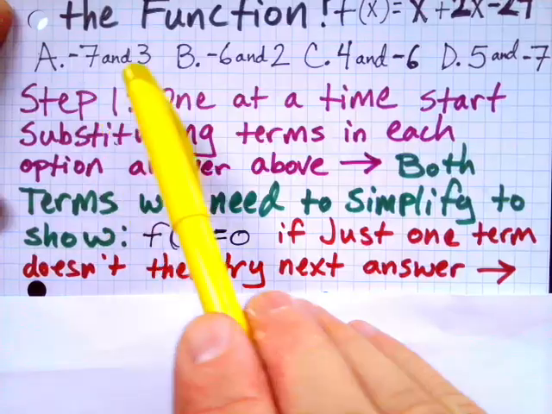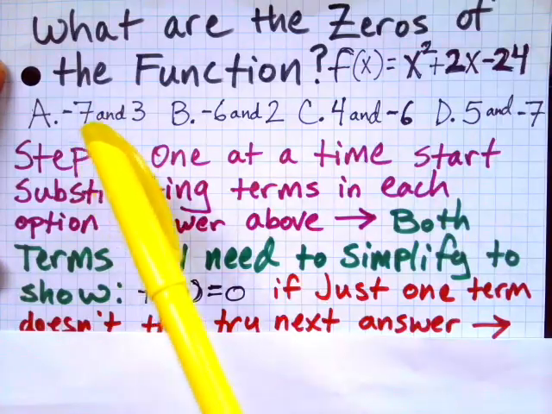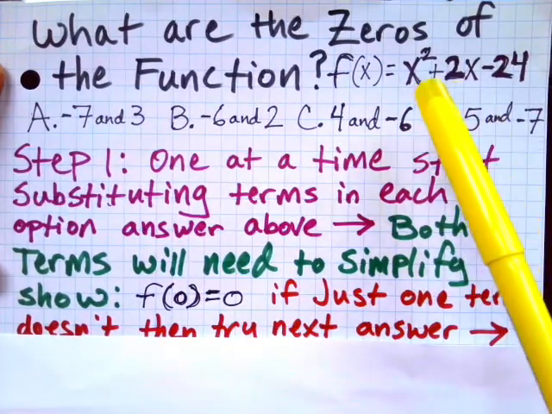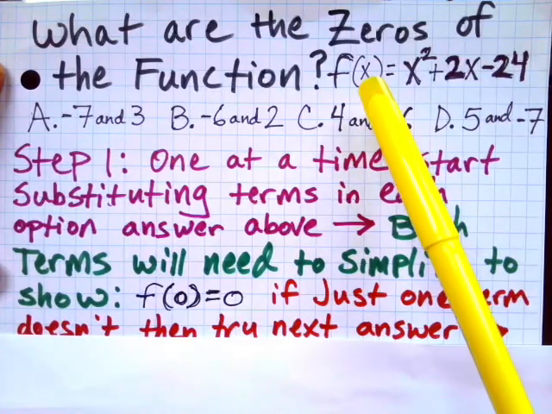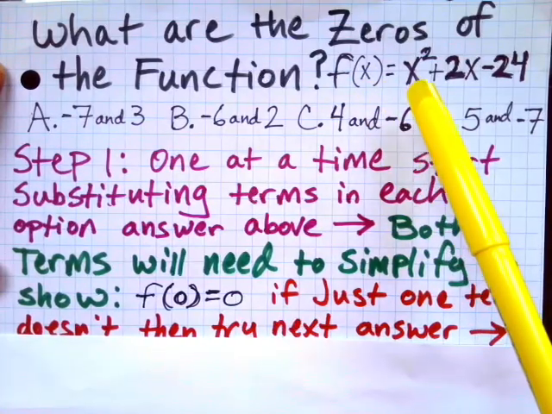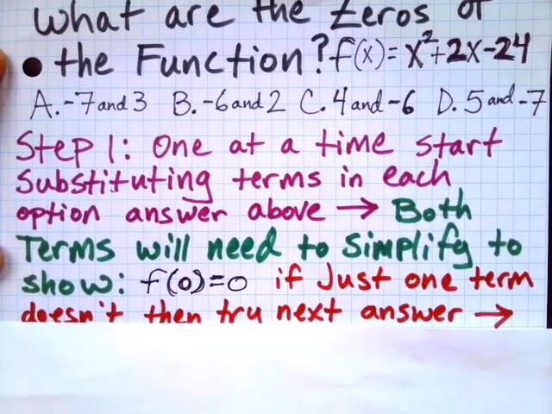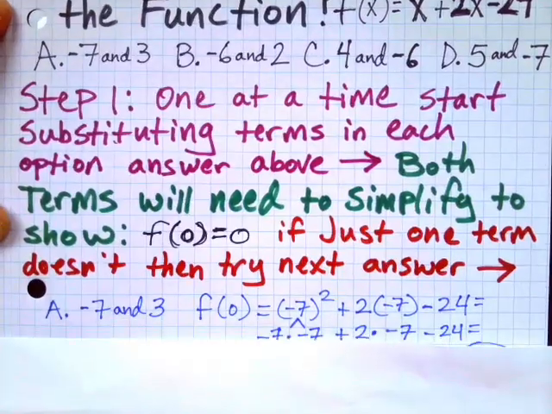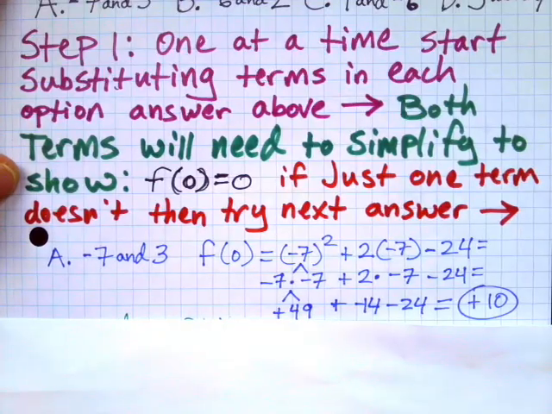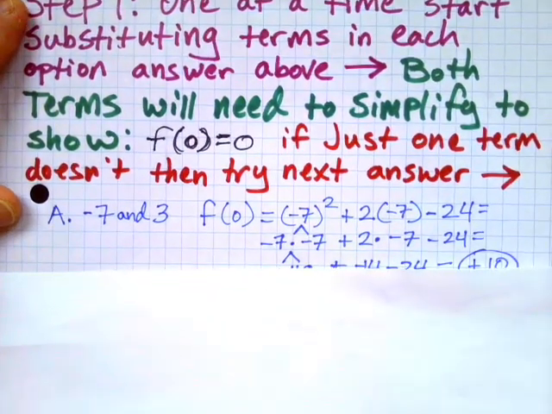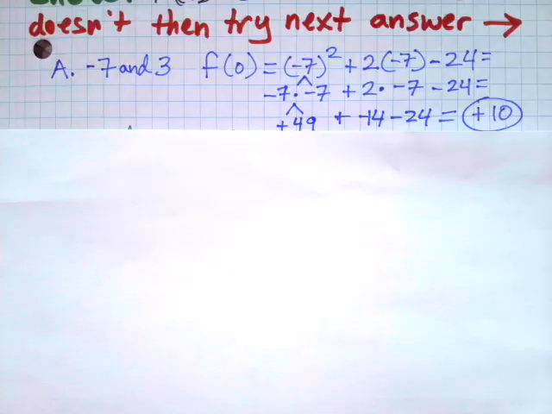I'll take each of these one at a time, and I'm going to substitute, say, -7 for x into this expression. Our goal is to have 0, because f of x equals 0, after I simplify the expression. So let's jump right in. A. Down below, I'm showing step by step what we need to do in order to achieve that goal.